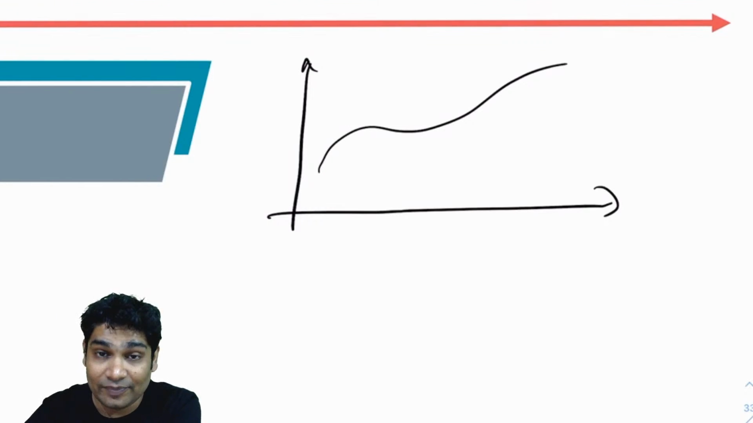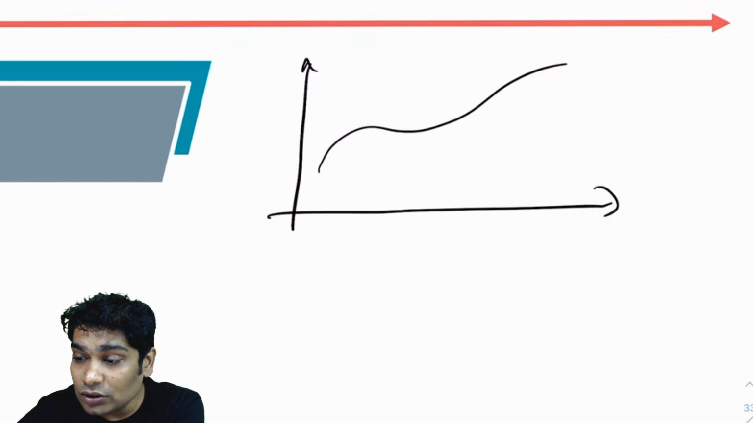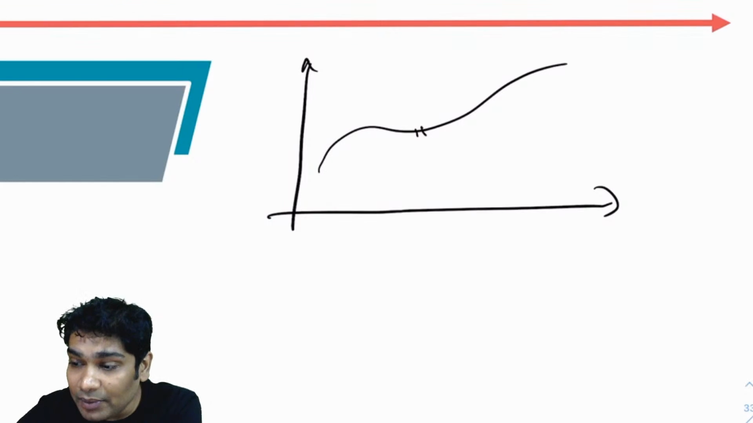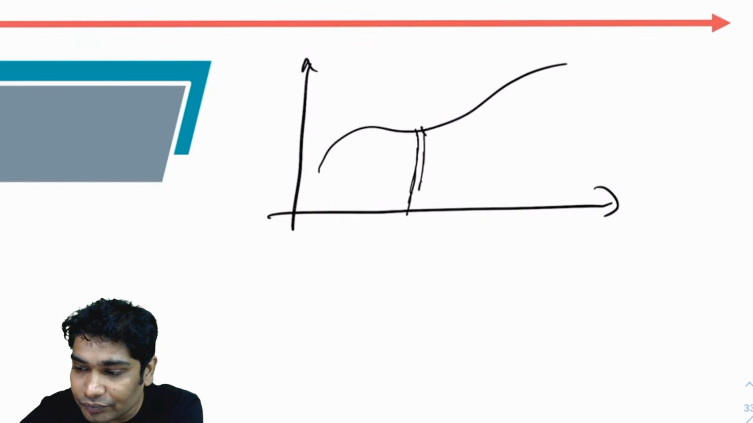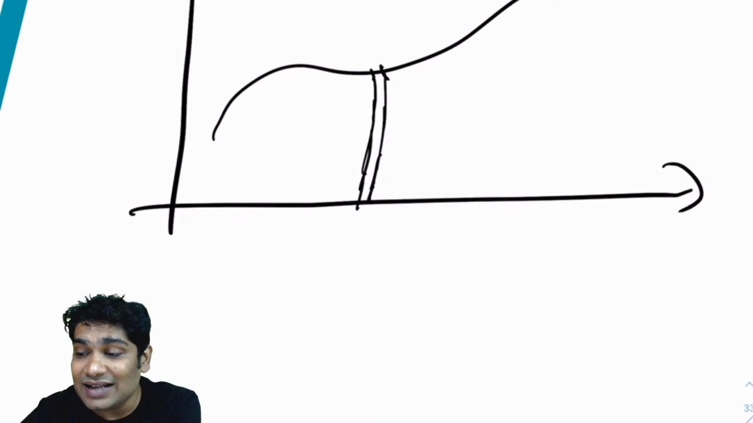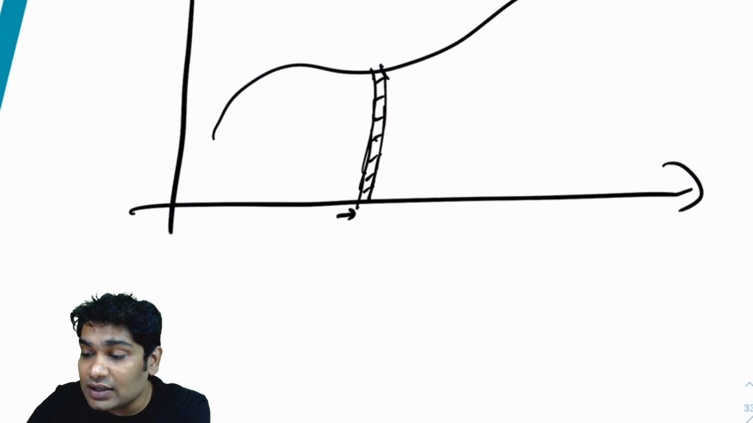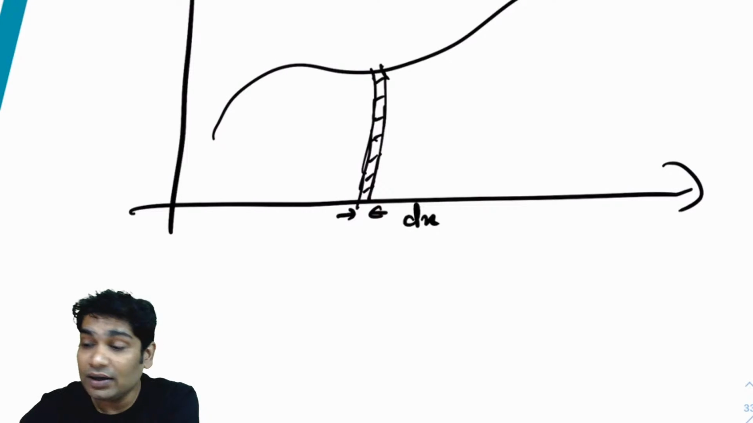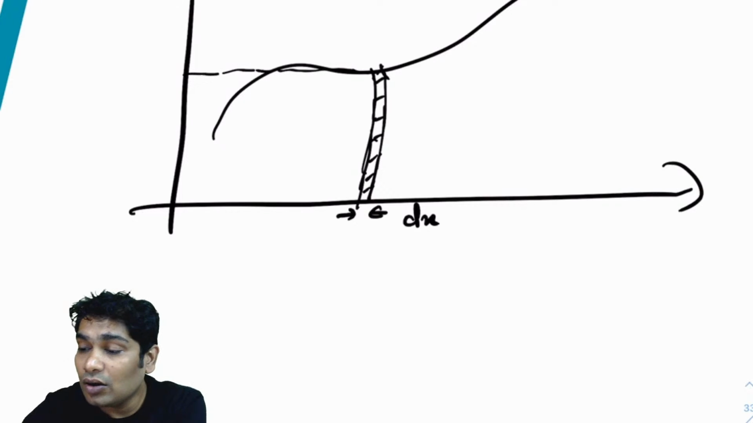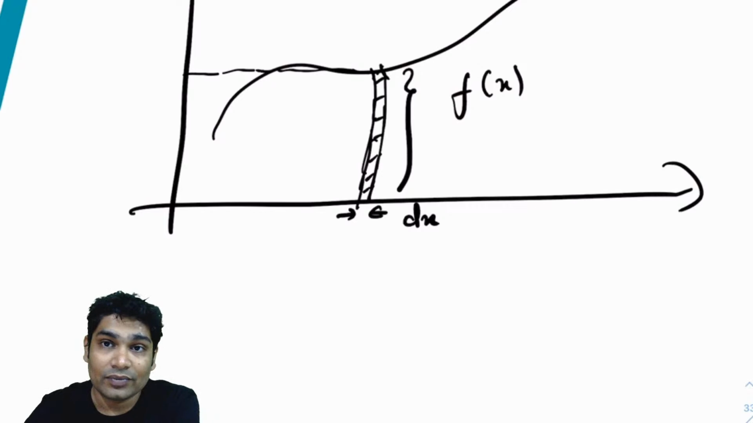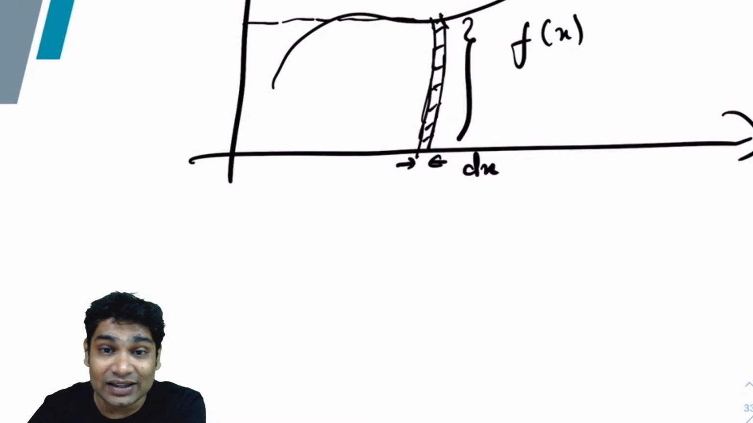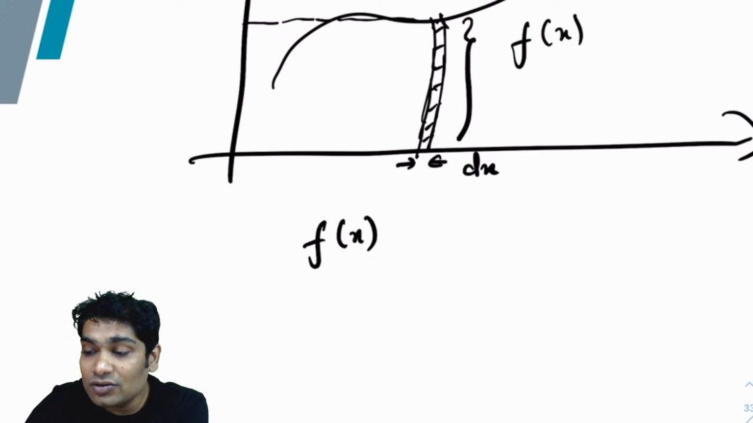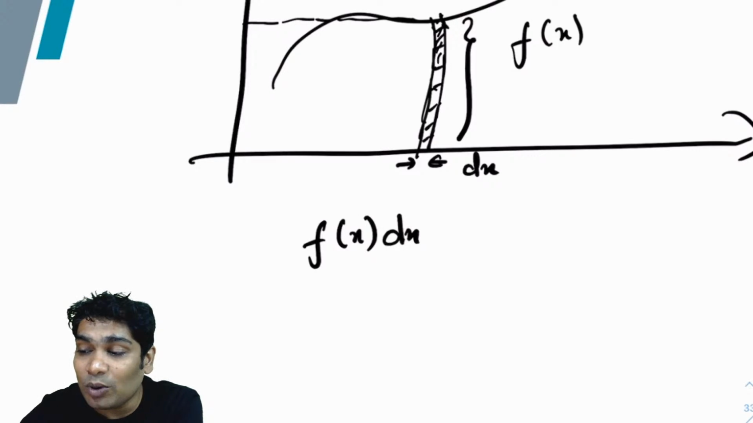Suppose this was a graph. What I'm trying to do is, what is f(x) times dx representing? Again I'm breaking this graph into very, very small parts. If I make a very, very small part of this graph, it can be roughly approximated as a rectangle. What will be the area of this rectangle? This width is dx, and this length is f(x). So f(x) times dx is nothing but the area of this small rectangle.